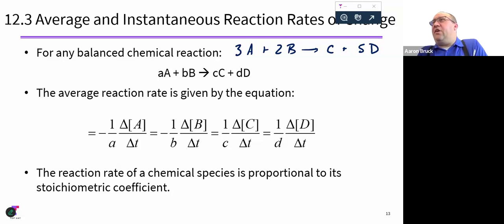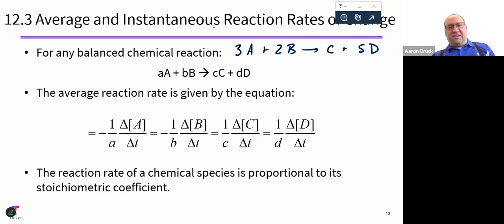Again, look at the stoichiometry. Every reaction run generates 1 C but 5 D's. So the greater my stoichiometry is for a given part of the reaction, the faster that product or reactant is going to appear for products or disappear for reactants.